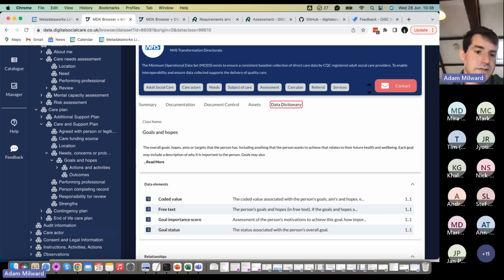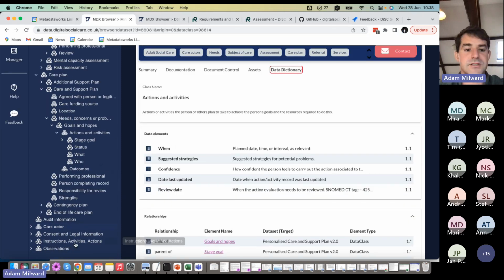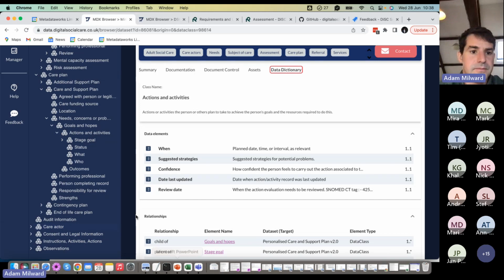And again, there are actions and activities here. We probably need to take this information and add it to other parts of the model where we're talking about actions and activities, to make sure that all of those areas are aligning. So again, there'll be a bit of focus to work on that. So that's the care and support plan.